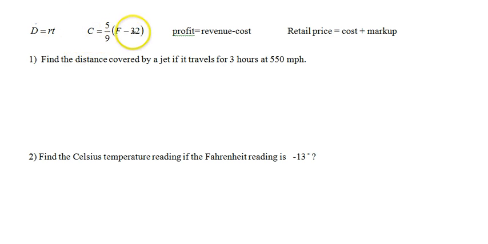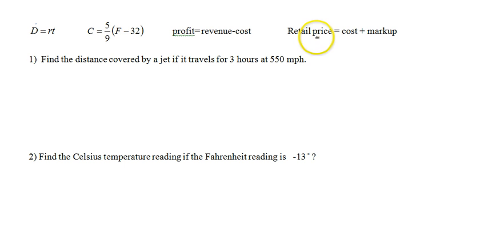And the next one is a temperature. This is Celsius. This is Fahrenheit. Next one is a profit function. And profit is revenue minus cost. Revenue is basically what you sell an item for. Cost is how much you paid for the item. And then the other one is called retail price, and that's what someone's going to sell it for.